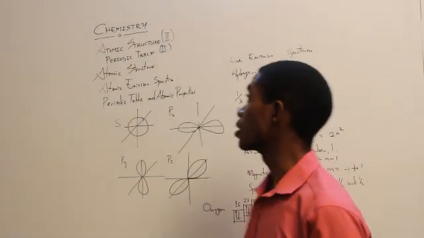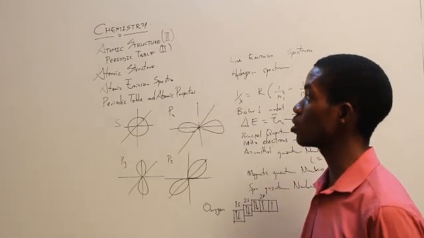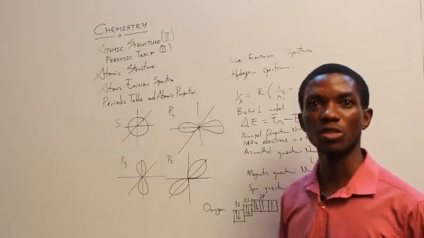Welcome back. So, we talked about the atomic structure. Let's start looking at the atomic emission spectra. Then we'll go into other things still inside the atomic structure.